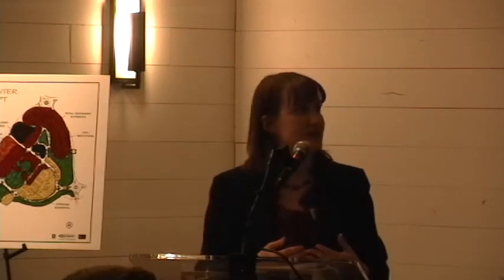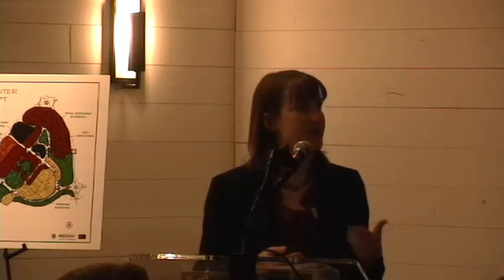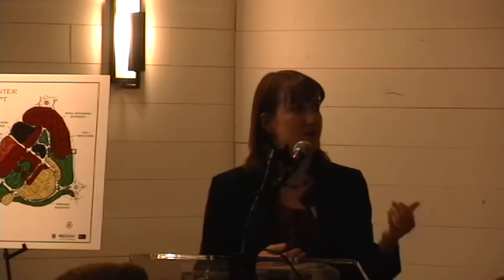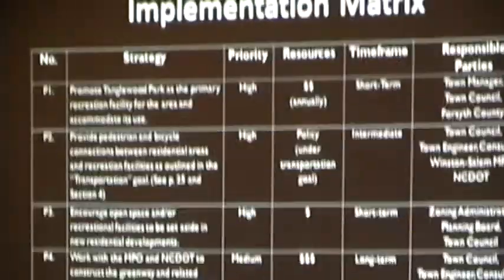And in this matrix, each strategy that's in the plan is listed. And each of those strategies is prioritized based on immediate need, based on the public input that we received. Also listed are resources. The resources are, in general terms, things that cost less than $1,000 or things that might cost between $1,000 and $10,000 or things that cost greater than $10,000.